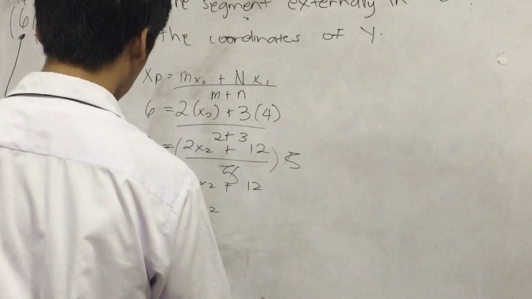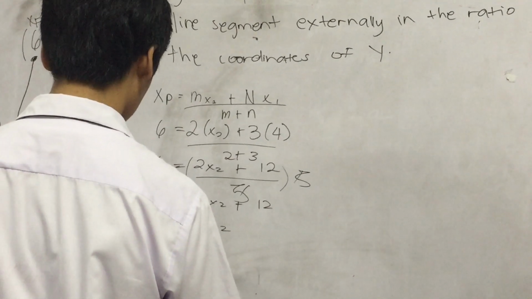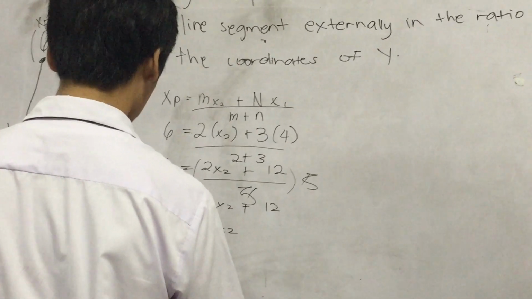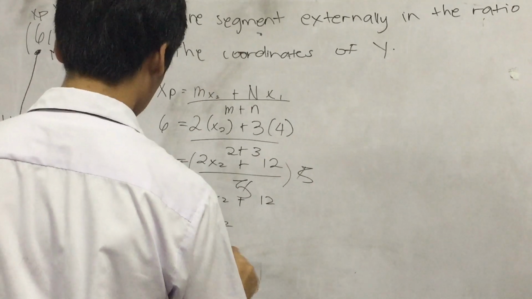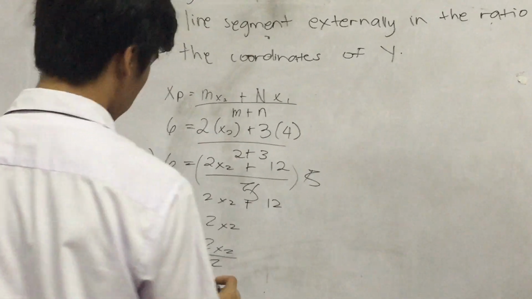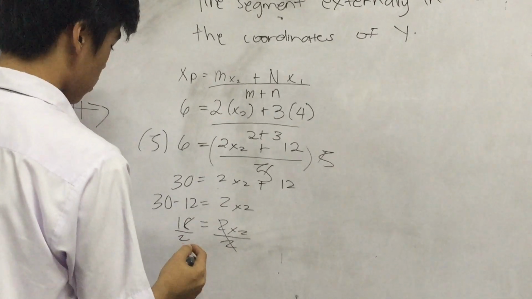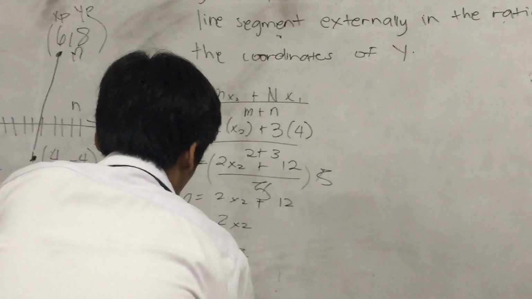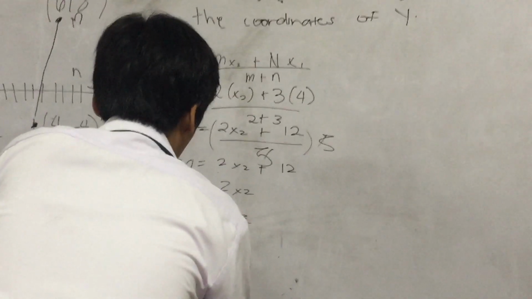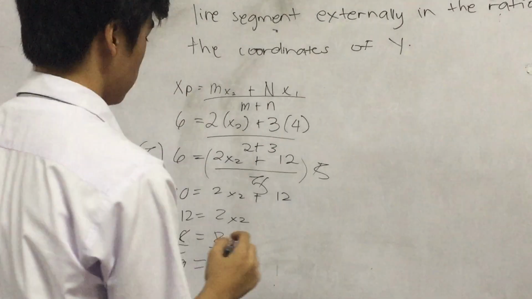18 is equal to 2 x sub 2. 18 over 2 is equal to 9, is equal to 2 x sub 2 over 2. Divide to cancel the 2. So the answer is x sub 2 is equal to 9. So our x sub 2 is 9.